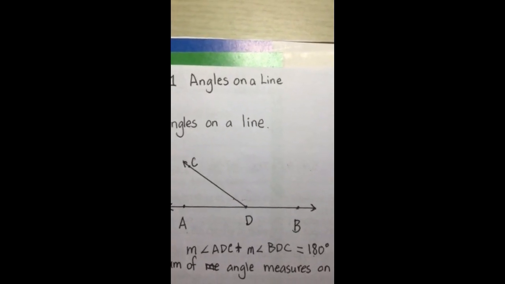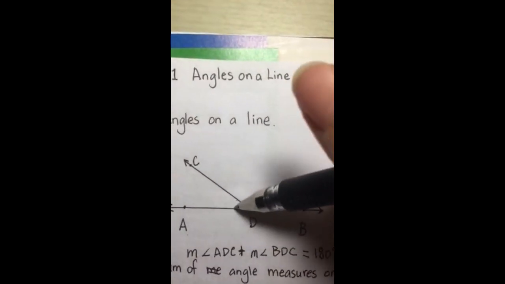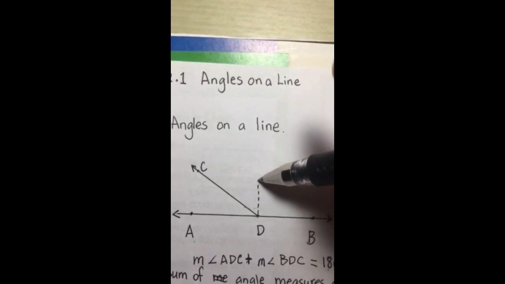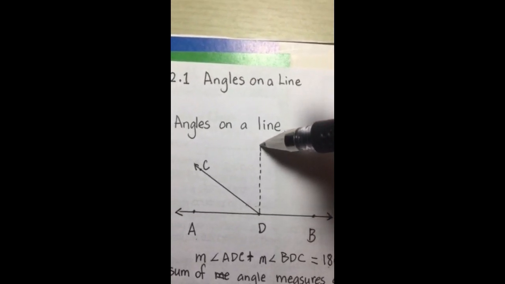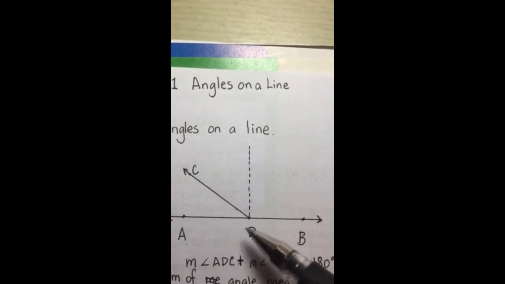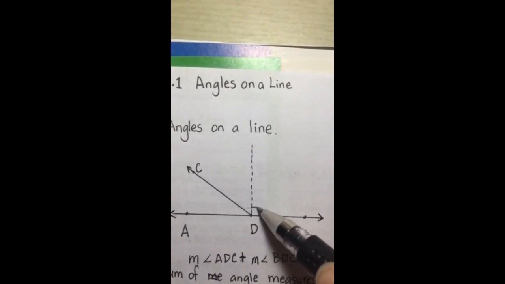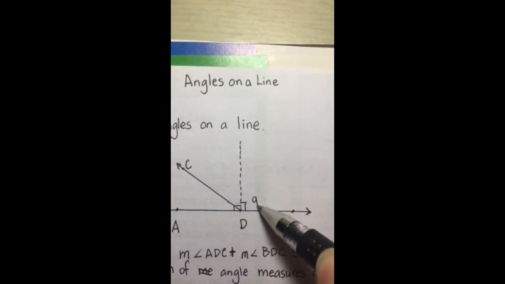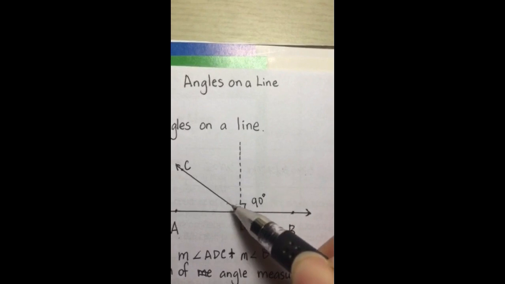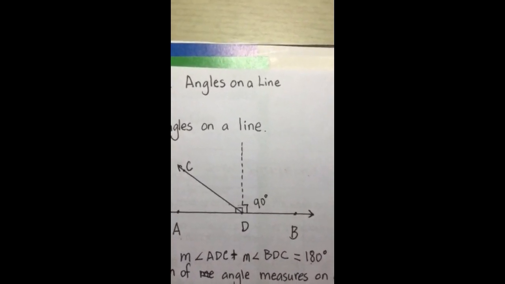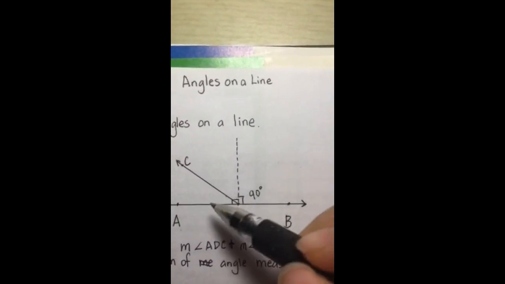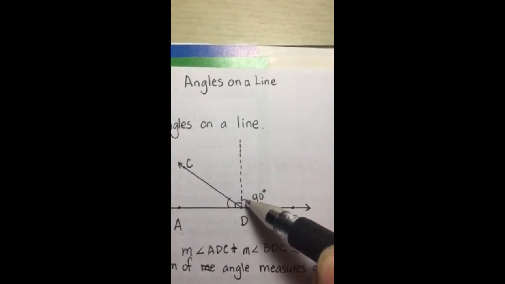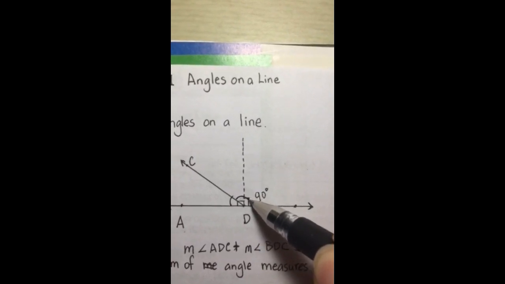Why is that? Well, we know that on a straight line, we can draw one and only one perpendicular line to it. And this perpendicular line makes two right angles. One right angle is 90 degrees and two right angles is 180 degrees. So the sum of the measures of these two angles will make 180 degrees.